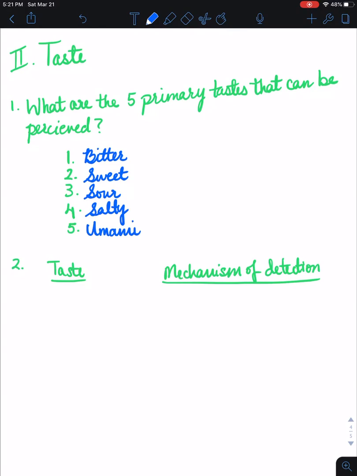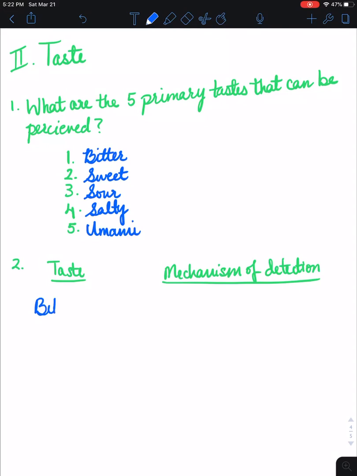Okay. So now for the taste sensory system, you need to be able to identify the specific mechanism of detection for each of these 5 tastes. We will not be going over the specific biochemical steps, but just need to be able to identify what kind of a receptor or how these specific tastes can be detected, because they do have different mechanisms of detection.